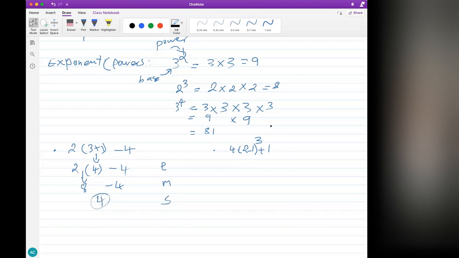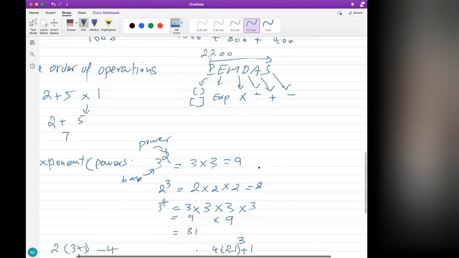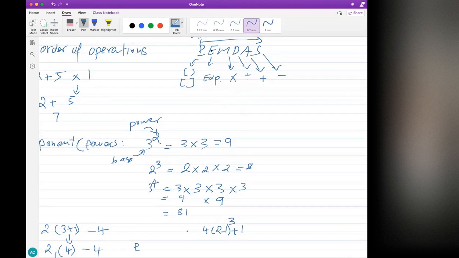So this may seem a little confusing. It's not. It doesn't have to be. So you always look at the order of operations and follow that order. You don't have to invent anything. Just go by the steps. So what do you do first?